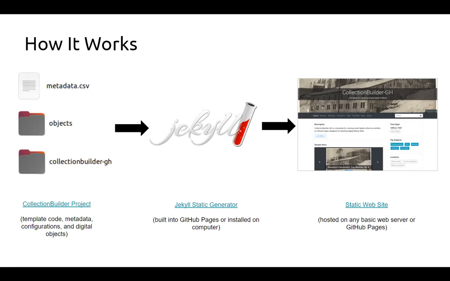So after that, you probably want to do a little bit of customization to bring out what makes your collection really unique. So you're going to adjust the values of CollectionBuilder's other YAML file, which this one's called theme, as well as a few CSV configuration files. And then you're going to host your site either on GitHub Pages or on a web server of your choice.